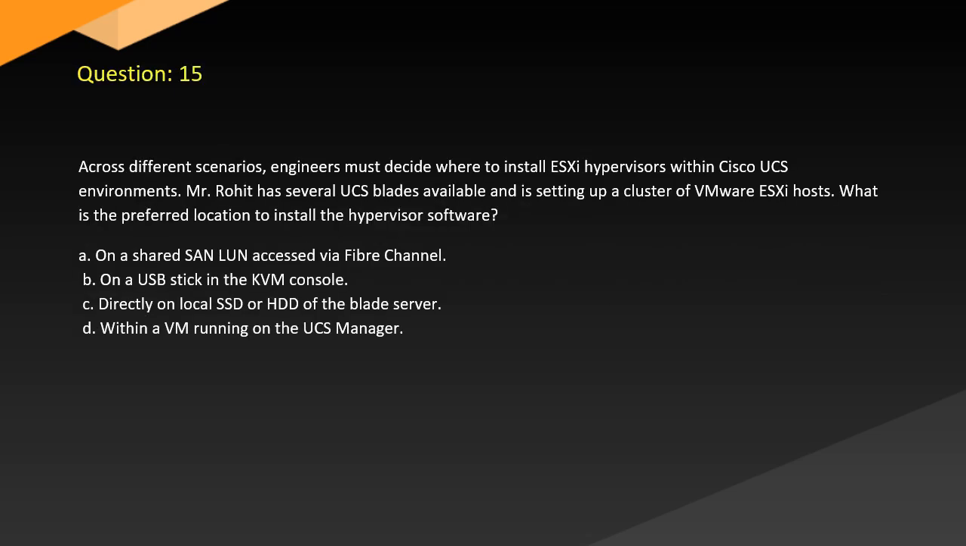Question 15. Across different scenarios, engineers must decide where to install ESXi hypervisors within Cisco UCS environments. Mr. Rohit has several UCS blades available and is setting up a cluster of VMware ESXi hosts. What is the preferred location to install the hypervisor software? A. On a shared SAN LUN accessed via Fibre Channel. B. On a USB stick in the KVM console. C. Directly on local disk of the blade server. D. Within a VM running on the UCS Manager.